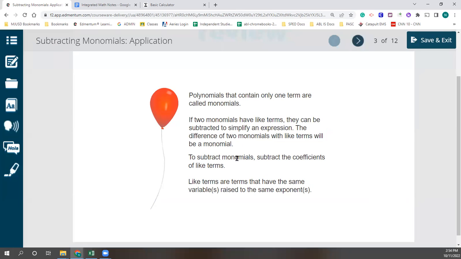To subtract monomials, subtract the coefficients. That's the number of like terms. Like terms are terms that have the same variables raised to the same exponents.